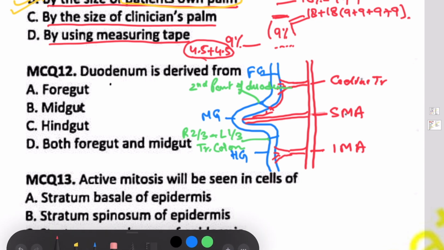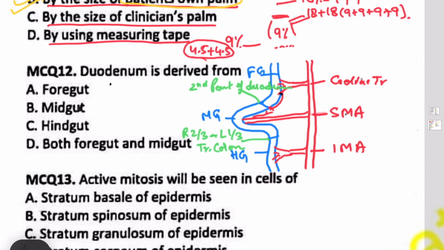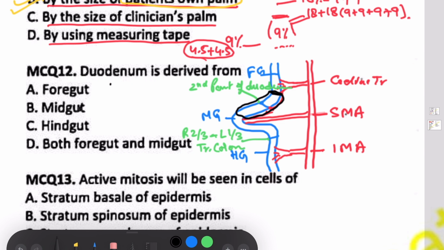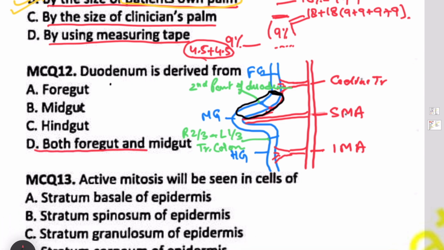So I hope you got the answer now, which part the duodenum is derived from. You can see that the duodenum is derived from this much portion, right? Foregut and midgut. The answer will be both foregut and midgut.